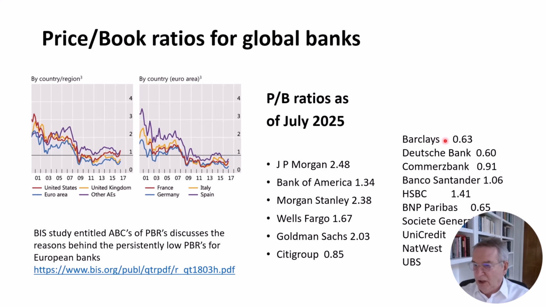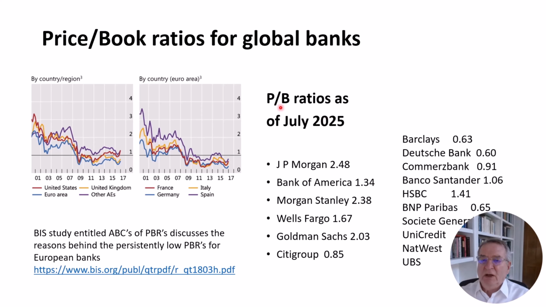We can see here, say, for example, UK bank Barclays, 0.63, Deutsche 0.6, Banco Santander just a little above 1. HSBC happens to have the best price to book here at 1.4. BNP Paribas. I think SocGen actually is the weakest of all of them. NatWest is around 0.8, if I recall correctly, and UBS is just a little above 1.